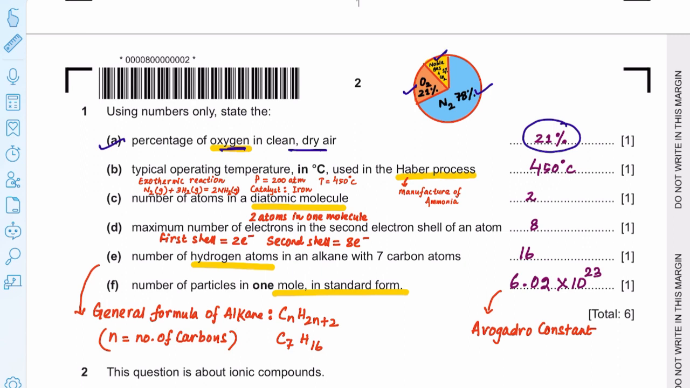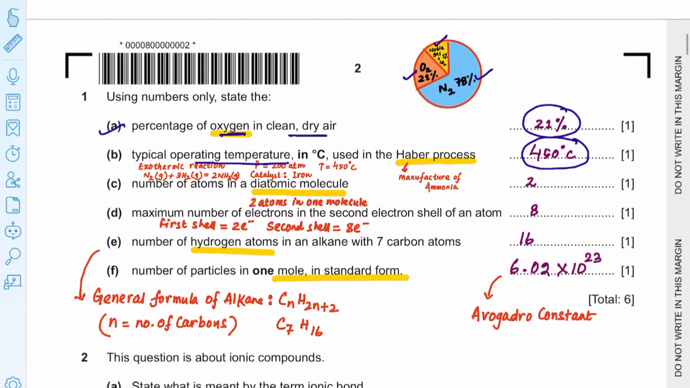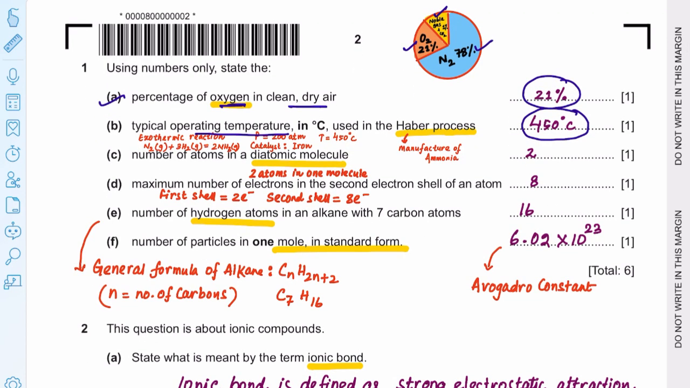Okay, next question is: give the typical operating temperature in degrees Celsius used in the Haber process. The answer is 450 degrees Celsius. I try to give extra information in every question so that you have that knowledge. If the question comes in a different way, you can answer it properly. What is the Haber process? The Haber process is known as the manufacturing of ammonia.